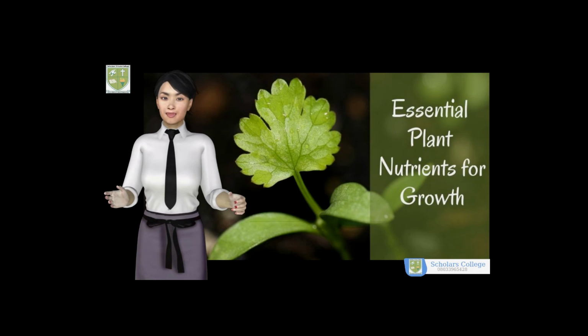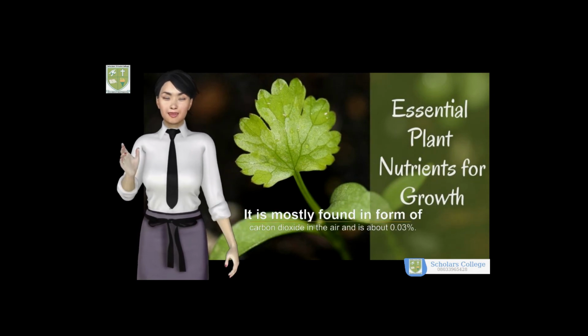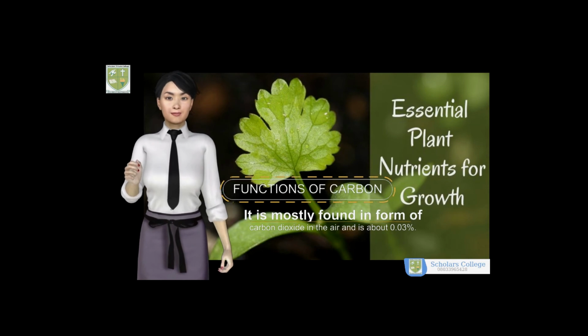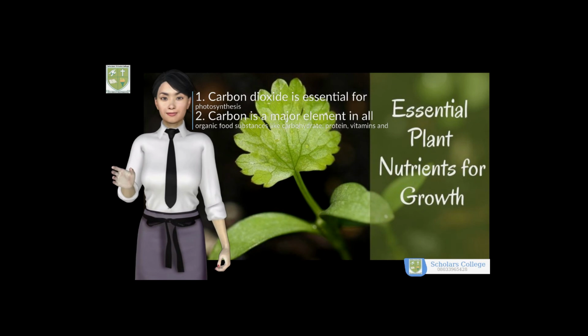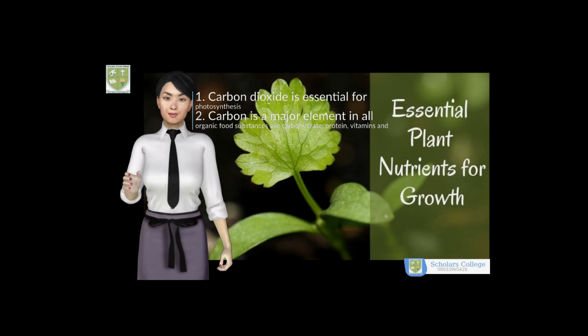Carbon, C. It is mostly found in the form of carbon dioxide in the air and is about 0.03%. Functions of carbon. 1. Carbon dioxide is essential for photosynthesis. 2. Carbon is a major element in all organic food substances like carbohydrates, proteins, vitamins and lipids. 3. Carbon is found in all living things.